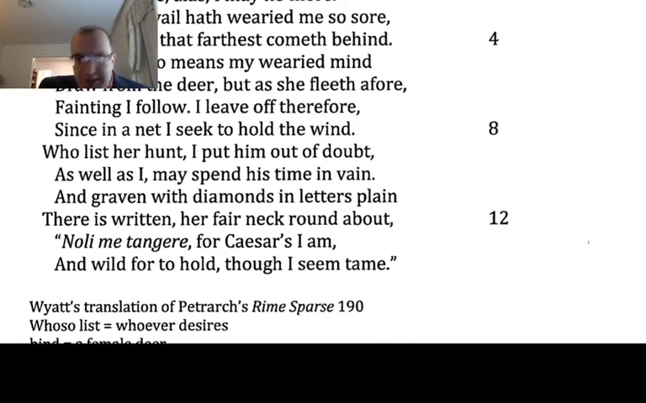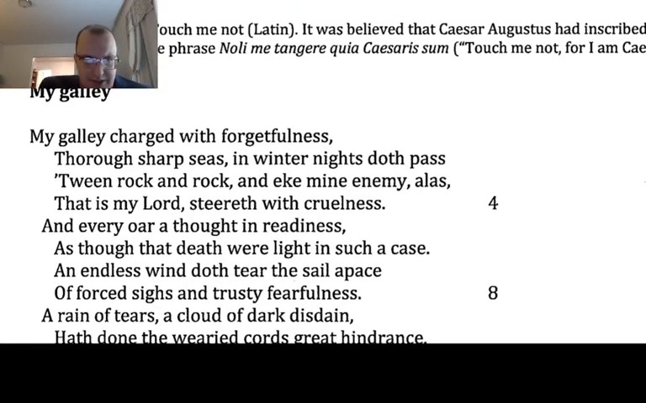Then if we look at the note, scroll down a little bit on the handout for you. The noli me tangere means touch me not. It is believed that Augustus Caesar had inscribed on the collars of his deer the phrase noli me tangere quia Caesaris sum, touch me not, for I am Caesar's.